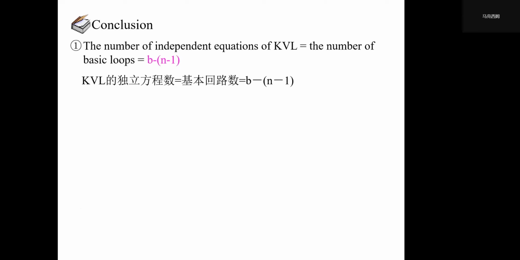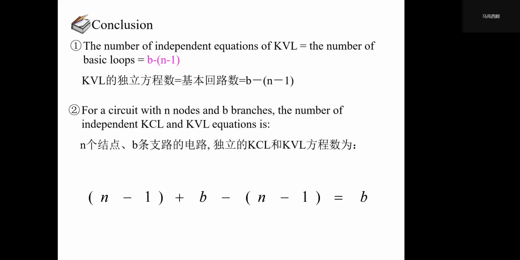We know that the number of independent KVL equations equals the basic loop number, and it equals b minus n plus 1. b is the number of branches, and n is the number of nodes. So the number of independent KVL equations is b minus n plus 1. This comes directly from the very basis of the topology we have learned. So this is what we have known from last week's study.